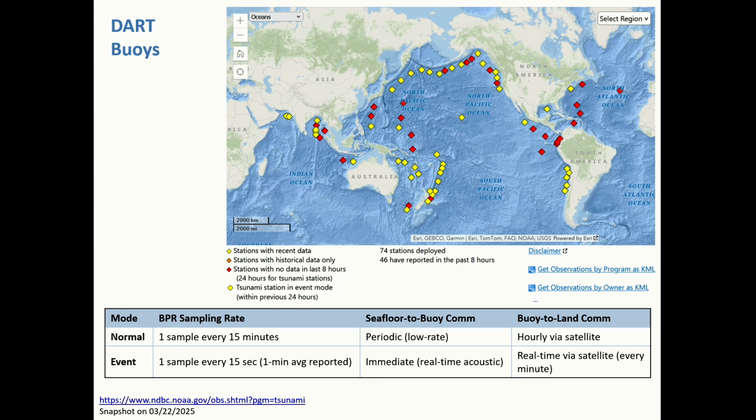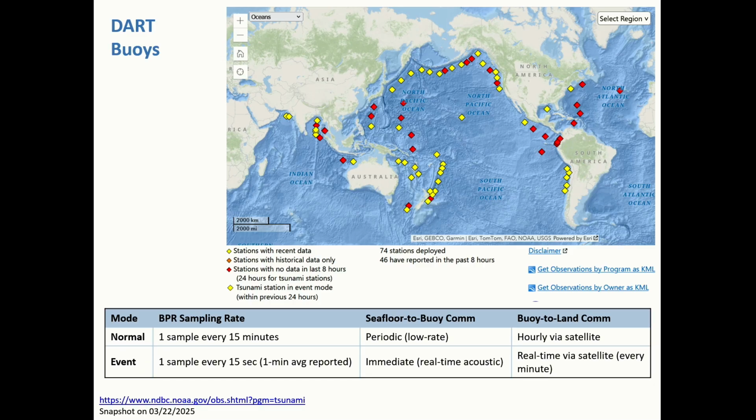This is a snapshot of the NOAA webpage that I took a couple of days ago, March 22nd. 74 stations deployed, 46 reporting in the past 8 hours. So many of them are not reporting. So on the order of 50 measurements. This is the distribution that we have in the ocean. So the issue, as I said, with the DART buoys is that they are expensive and non-directional.